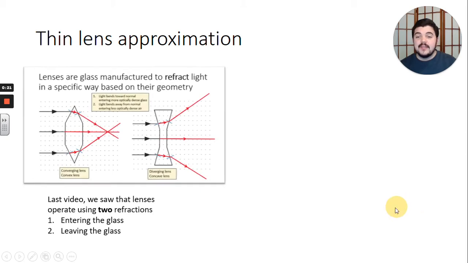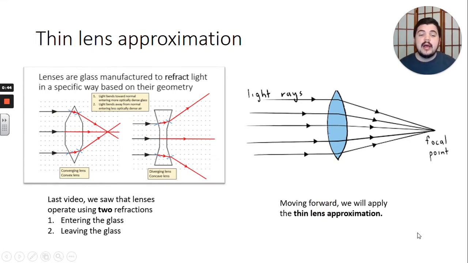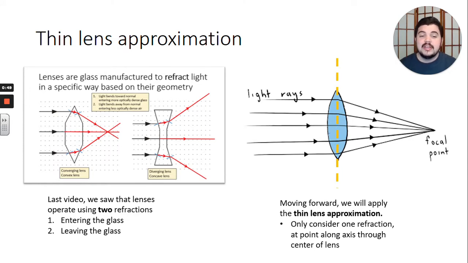In the last video, we saw that the convergence or the divergence of light rays through a lens was due to the fact that there were two refractions. One that occurred when the light entered the lens, and then a second refraction when the light left the lens. So that's what's actually happening. With the thin lens approximation, we are instead going to pretend that there's only one refraction, not two. So we're going to use this approximation from now on.